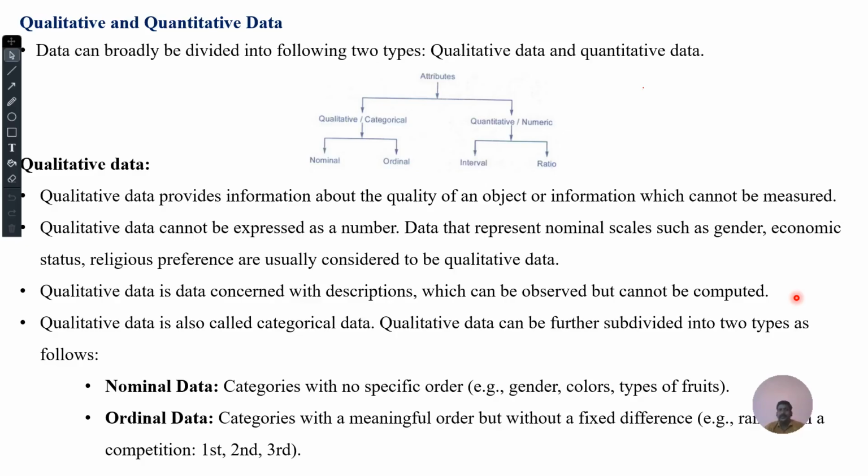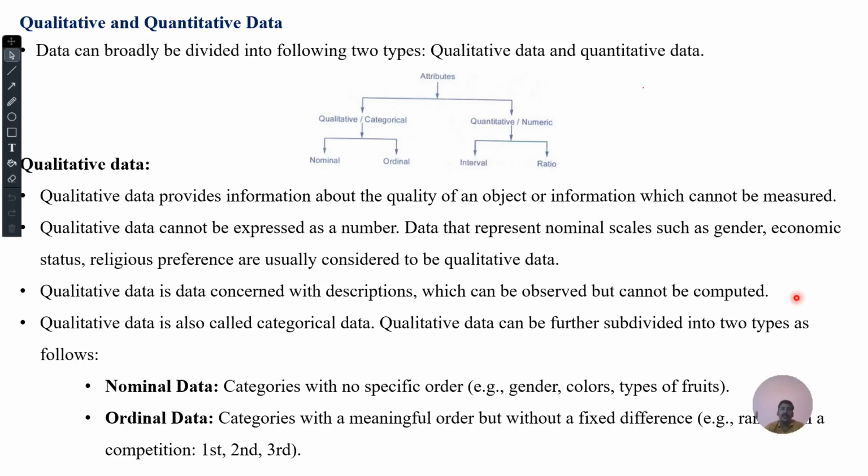What is qualitative data? Qualitative data we can't measure as a numerical value. We can't express it by number. Qualitative data provides information about the quality of an object, information that cannot be measured. For example, apple is sweet. The classroom contains boys and girls. That is qualitative data. The students studied well is also qualitative data. Here we can't measure, but we can describe and provide the information.